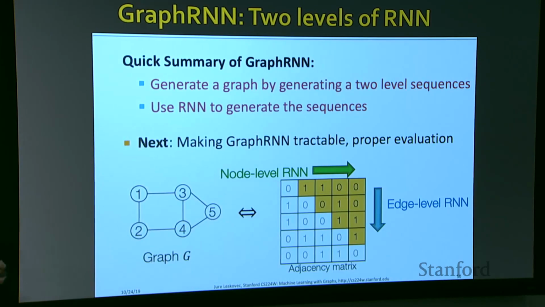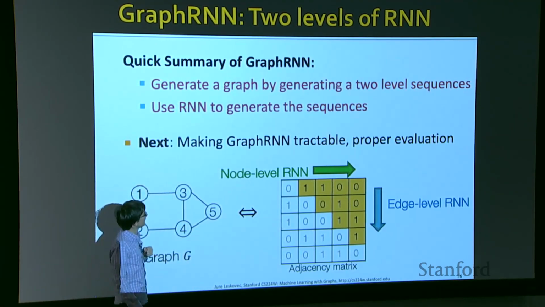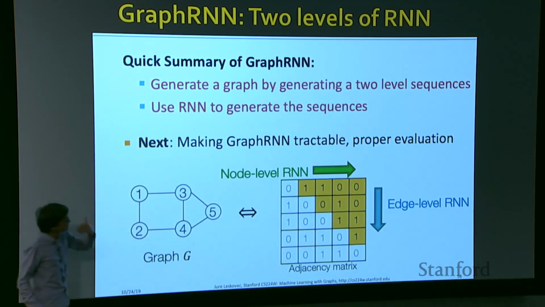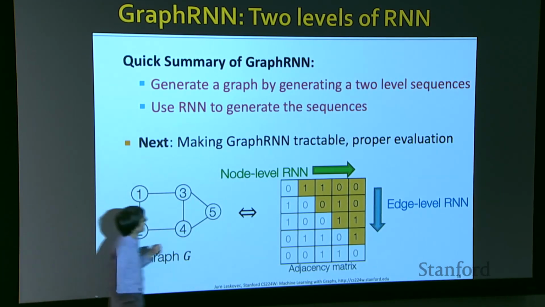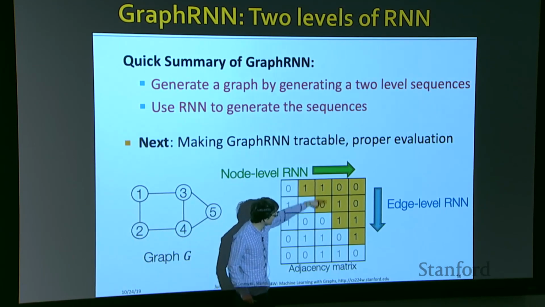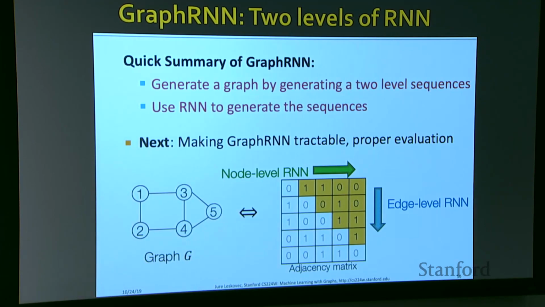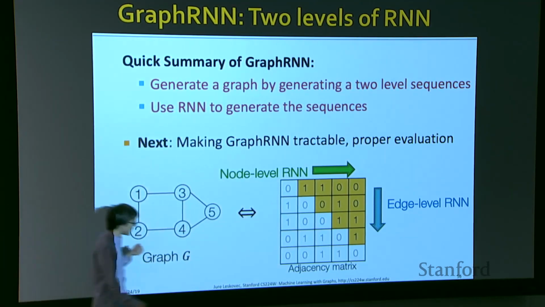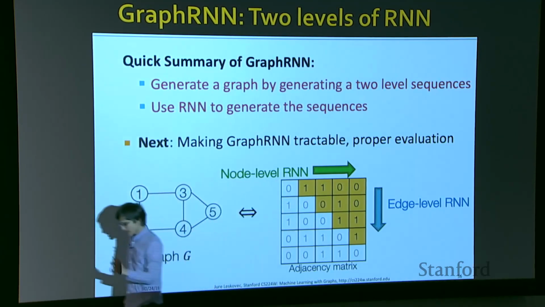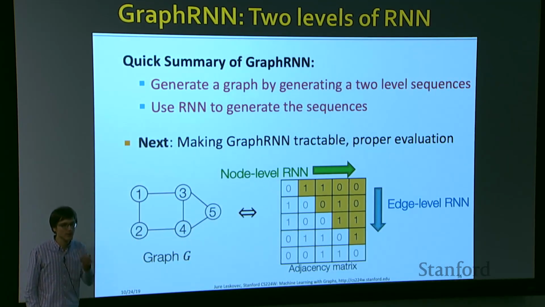So quick summary, what did we learn? We learned to generate the graph using this sequence of sequences type of model, where we use recurrent neural networks to generate the sequence. Essentially you can think of this as printing out this matrix in this way. And the key step here is that we have this notion of a hidden state, and the hidden state is the representation of everything we have generated so far, so that we know what the next step should be.